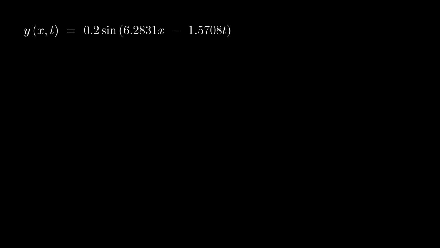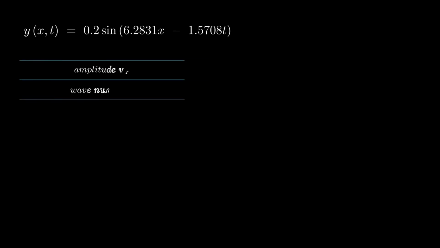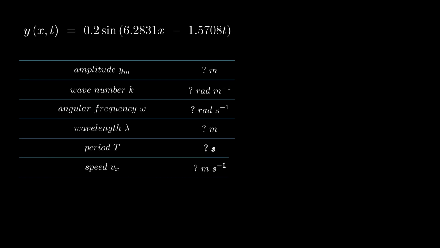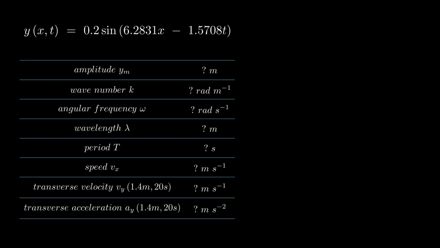We have a transverse wave, represented by the function provided on the screen, modeled on a taut string. Our objective is to determine several characteristics of the wave, such as its amplitude, wave number, angular frequency, wavelength, period, and the speed of wave propagation. Additionally, we need to calculate the transverse velocity and transverse acceleration of the wave element, situated at a distance of 1.4 meters at time 20 seconds.